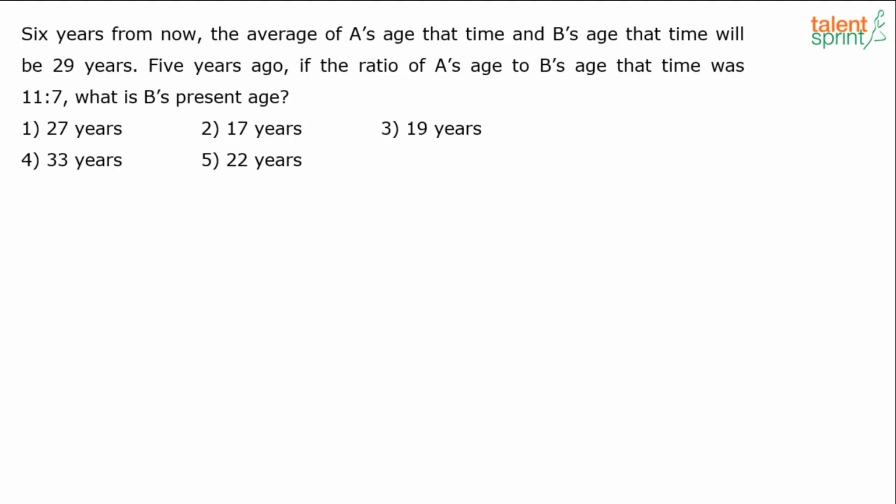Now this looks to be a different one. Try this. 6 years from now, average of A's age that time and B's age that time will be 29 years. 5 years ago, if the ratio of A's age to B's age at that time was 11:7, what is B's present age? What is B's present age? Your time starts now.